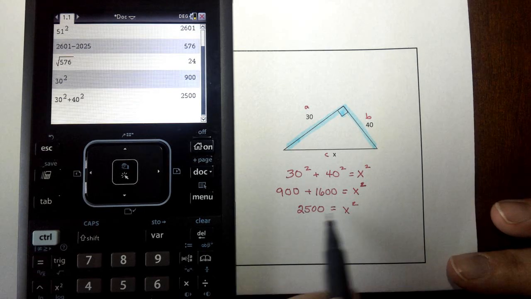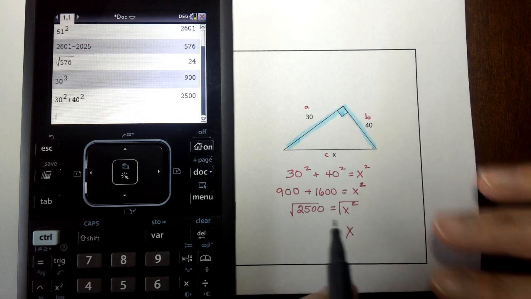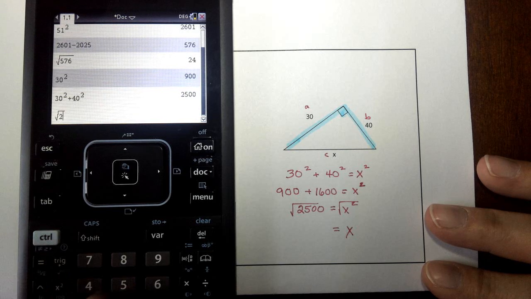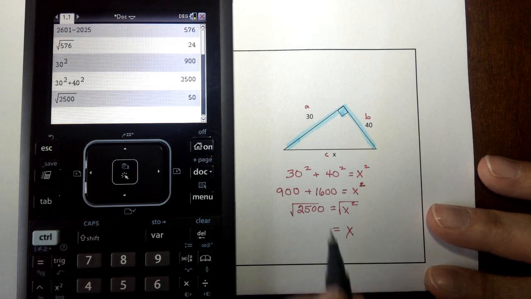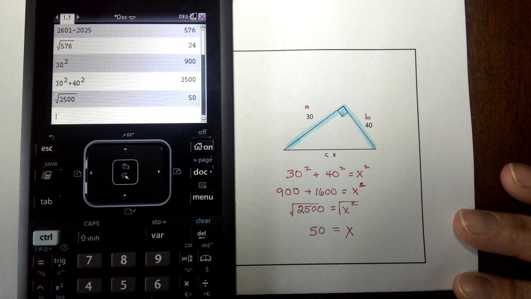Alright, last step. Take the square root of each side. Square root of x squared is x in this case, and the square root of 2500 is 50. So x equals 50.